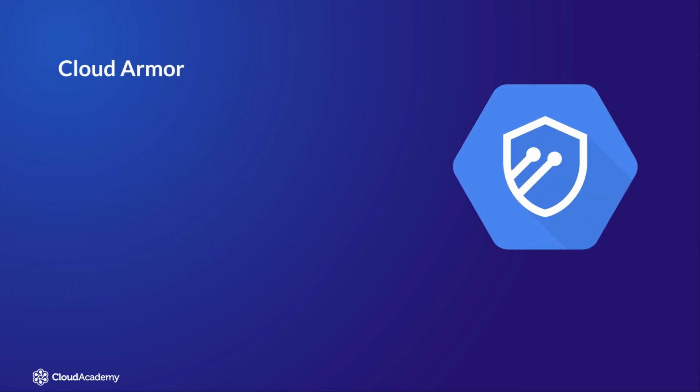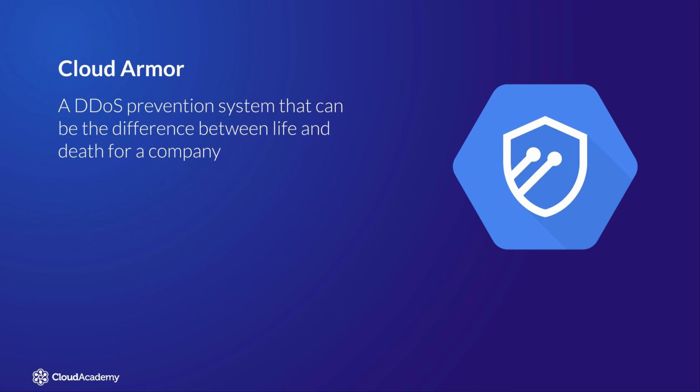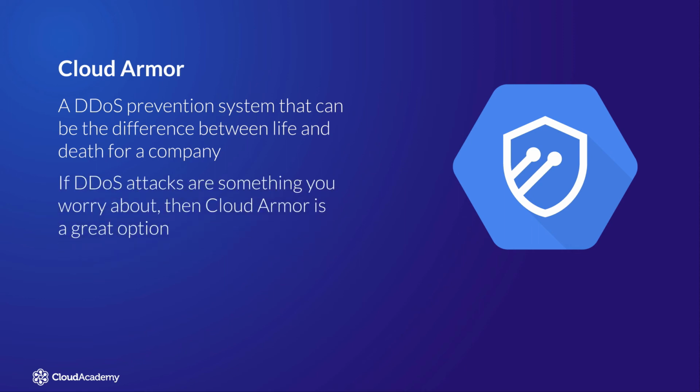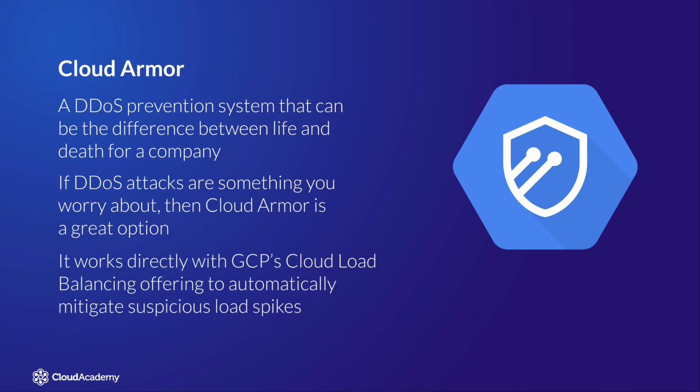And then finally, you have Cloud Armor. This is a DDoS prevention system, and this can be really the difference between life and death for a company. Depending on your threat model, if you're a company that's worried about DDoS attacks, this is something that you're going to want to look at. It may or may not be a major concern for your infrastructure, but if it is, then Cloud Armor is the way to go. It works directly with GCP load balancing. It offers a way to automatically mitigate suspicious load spikes. You can configure IP range-based blocking, even configure blocks for specific geographic regions if you need to.